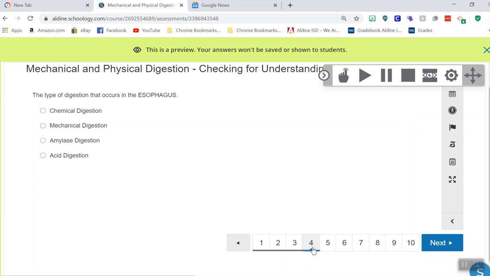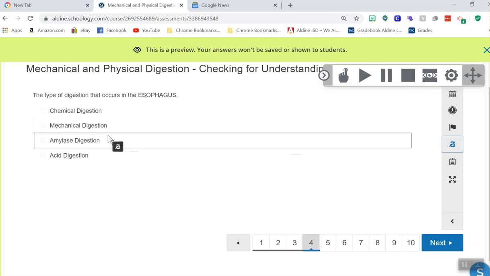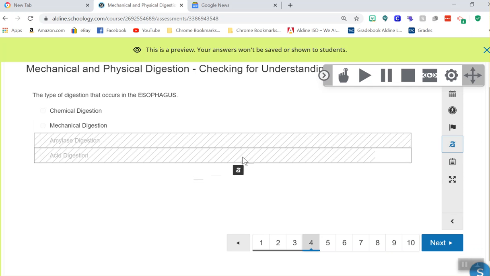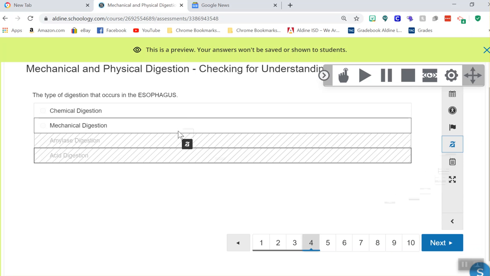Number 4, almost halfway there. Type of digestion that occurs in the esophagus. Is it going to be chemical, mechanical, amylase digestion, or acid digestion? Okay, these two we've never heard of, so those are not going to be possible answer choices. So it's either going to be chemical or mechanical. Now remember, esophagus, that's muscles contracting, moving a ball of food down your esophagus or your throat. So that's definitely going to be physical movement. So our answer is going to be mechanical digestion.